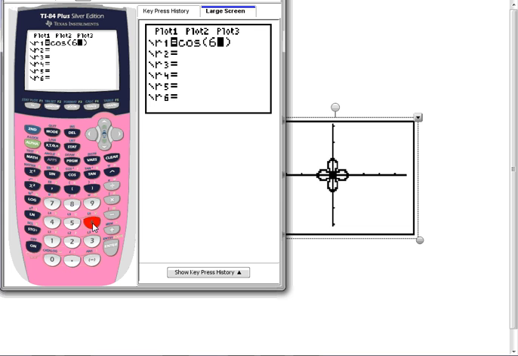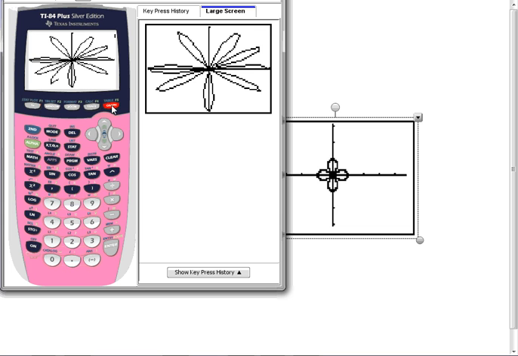Let's do 6 theta. And then for the chapter test, oh, look at that. Now we could design a shirt with all these pretty patterns. Guess what shirt I brought today? Your new substitution shirt?